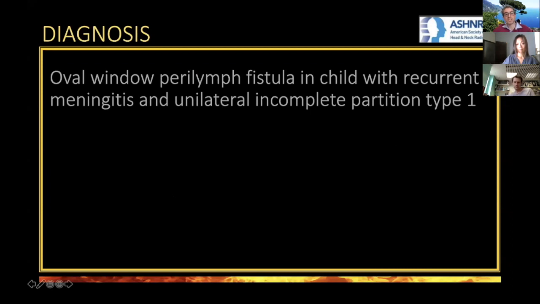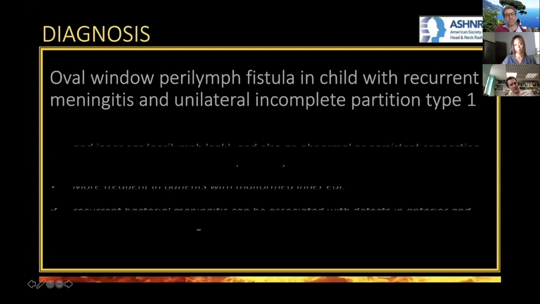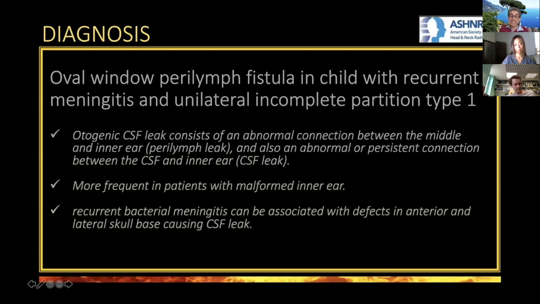So this was an oval window perilymph fistula in a child with recurrent meningitis and unilateral incomplete partition type 1. As Robert said, we could not see the cochlear nerve, despite most of the incomplete partition type 1 cases having the cochlear nerve on images. An otogenic CSF leak consists of an abnormal connection between the middle and inner ear, so the perilymph leak, but also because of the incomplete partitioning, we have an abnormal and persistent connection between the CSF and the inner ear.